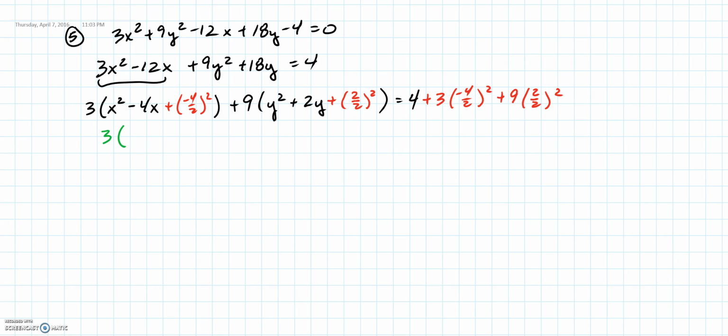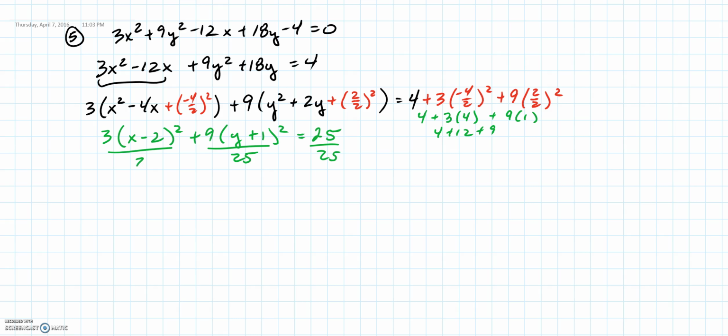Keep going. 3 times x minus 2 squared plus 9 times y plus 1 squared is equal to, obviously that's a 4. This is 3 times 4, and this is 9 times 1. So we got 4 plus 12 plus 9. That's 16 plus 9, that's 25. Divide everything by 25, and again, I'm pretty sure there was a typo in here somewhere.